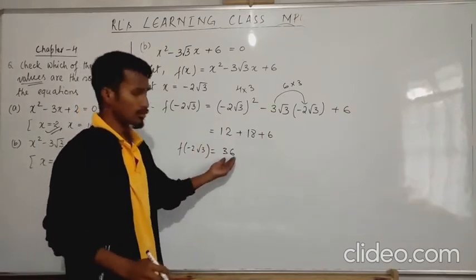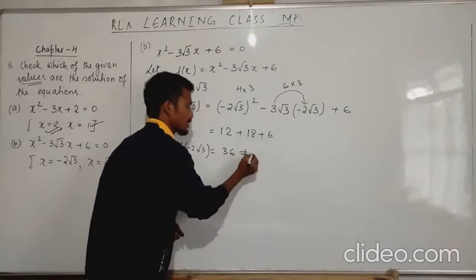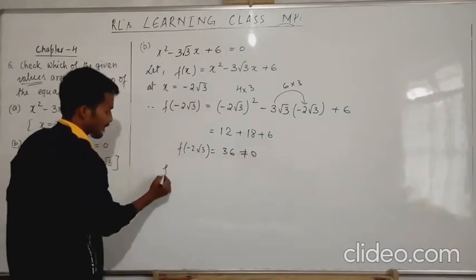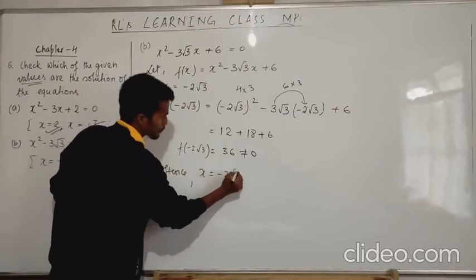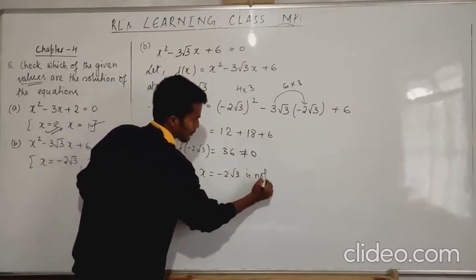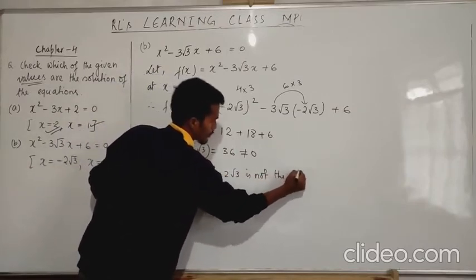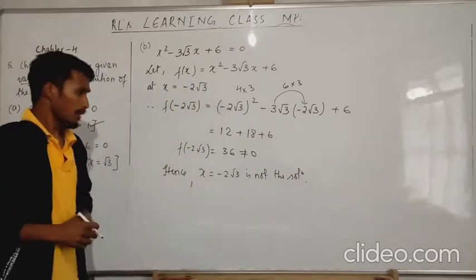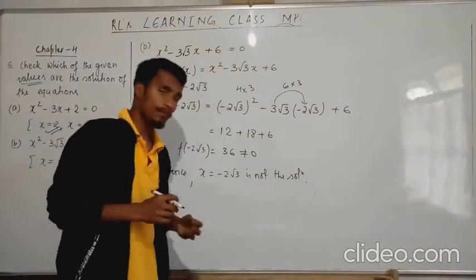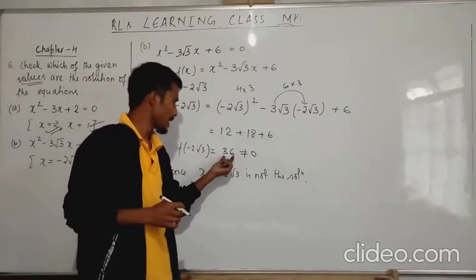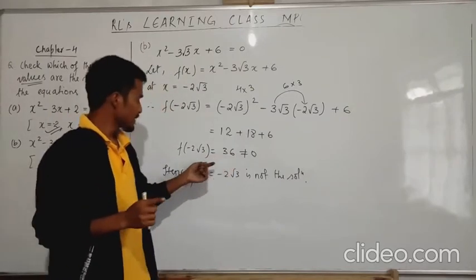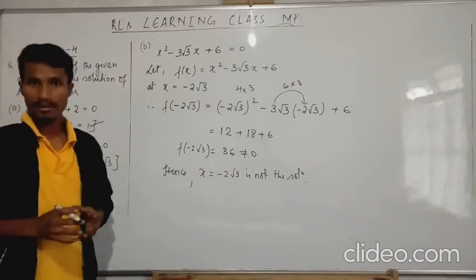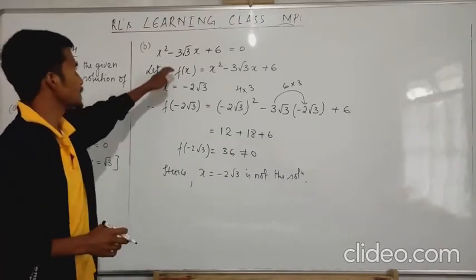Did we get equal to 0? This is not equal to 0. Then what do we write here? Hence, x is equal to minus 2 root 3 is not the solution. Look, I told you, for this value to become a solution, how much do we have to get? 0. But here we don't get 0, we got 36. Then this minus 2 root 3 is not the solution of this equation.